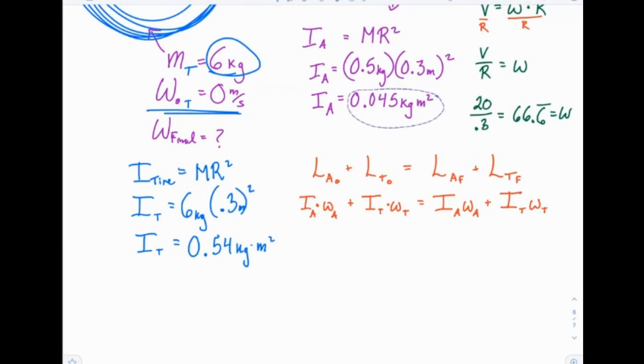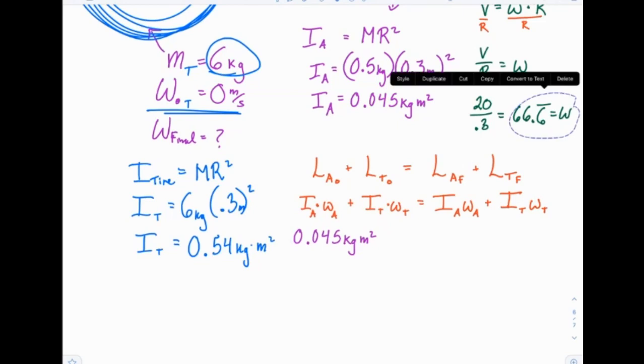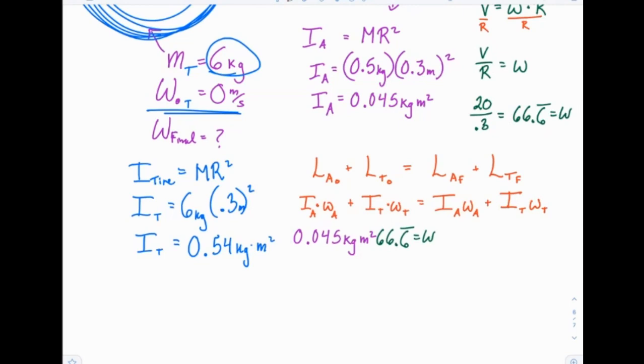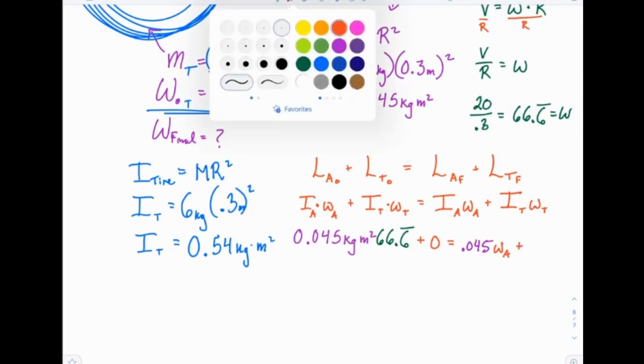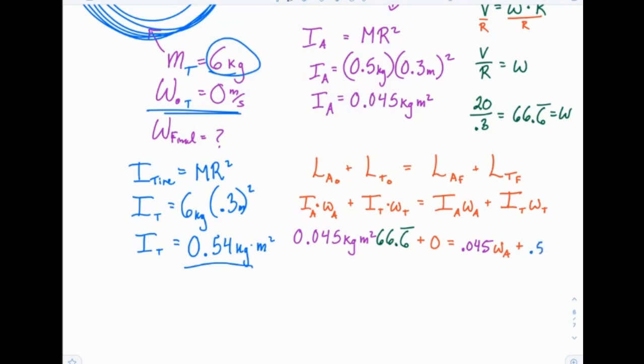So here's our moment of inertia of my arrow times the angular velocity of my arrow. And then my angular velocity of my tire to start with is 0. So I'm just going to add 0 here because 0 times my moment of inertia is going to be 0. And then my moment of inertia of the arrow I have is 0.045. I don't know the ending angular velocity. And then the moment of inertia of my tire, I just found out over here. So that was 0.54. And that'll be times my angular velocity of my tire.